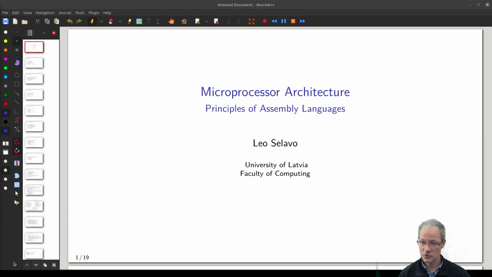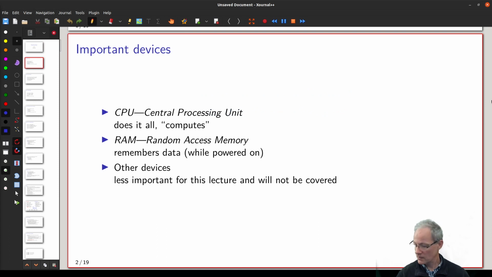Today it's time to talk about the microprocessor architecture in our course of principles of assembly languages, or microprocessors, or machine-oriented programming. Okay. So first let's review once again what the important devices, the important components of a computer are.